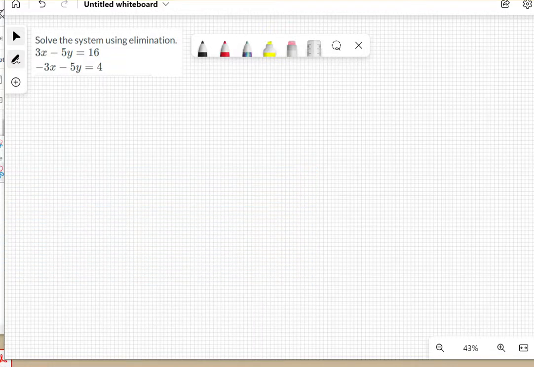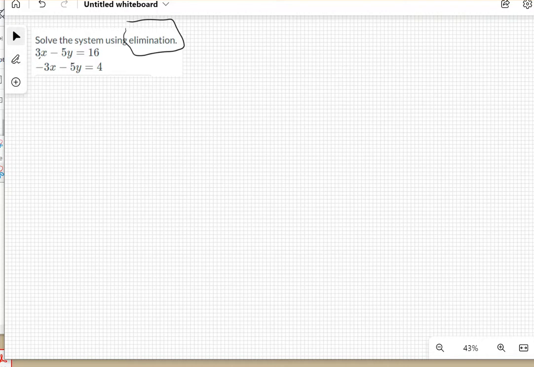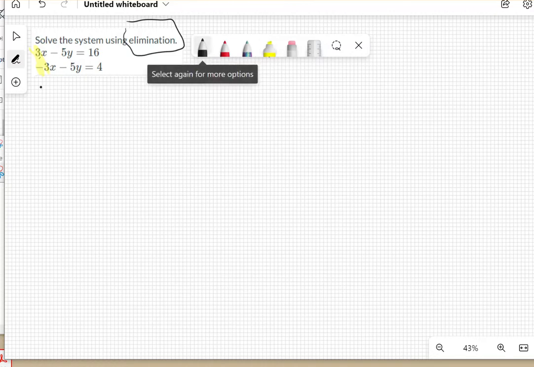Okay, so elimination means we need a set of variables that have the same coefficient but opposite signs. So here I've got one already, 3 and minus 3. So when I combine those, they'll turn into a 0. So I can just add these two together.